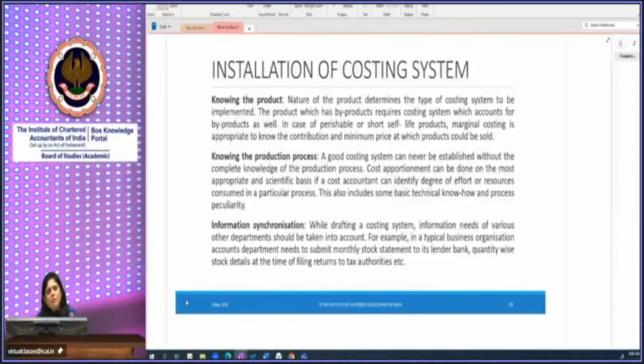All right. Knowing the production process, of course, the whole production process, how many processes there are to complete one production cycle. So one product goes through how many processes? Again, it depends upon what type of costing system you require. Information synchronization: you want the information to be shared within how many departments, between how many departments. So that again calls for what type of costing system you require. So it depends upon your business, the product, the management objectives, and the integration of your departments, at what level you want the departments to be integrated. So it all depends what type of costing system you require.